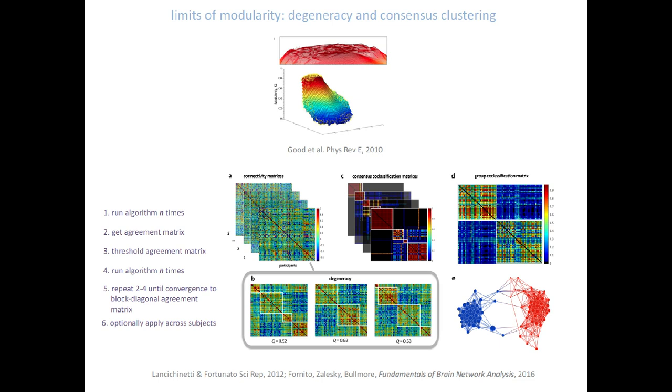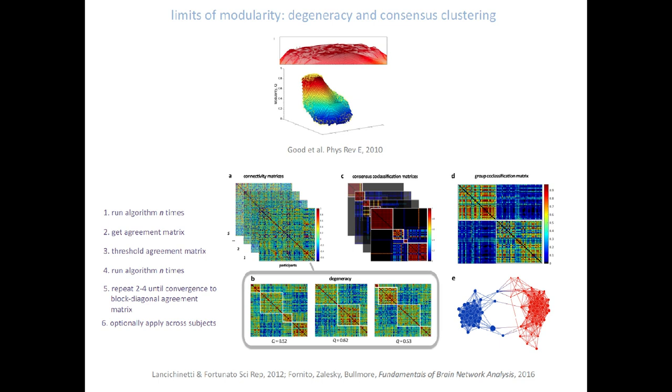And then we threshold this at some nominal level, it's up to us. And then we run community detection or modularity analysis on this matrix another n times. And then we repeat these steps until we get convergence. And by the end, you'll end up with a block diagonal matrix where all the nodes within the same module will have a 1, and all nodes in different modules will have 0. Right? Because each time you threshold the network, eventually it converges to this state. And that's your final consensus estimate.